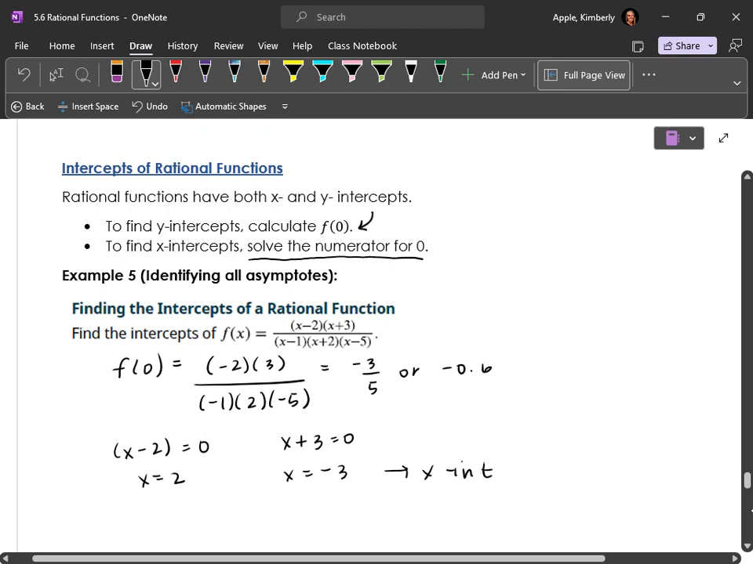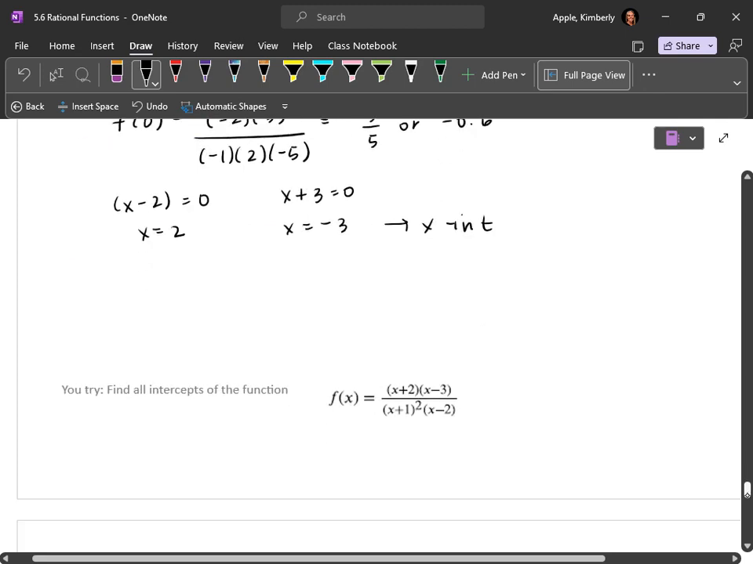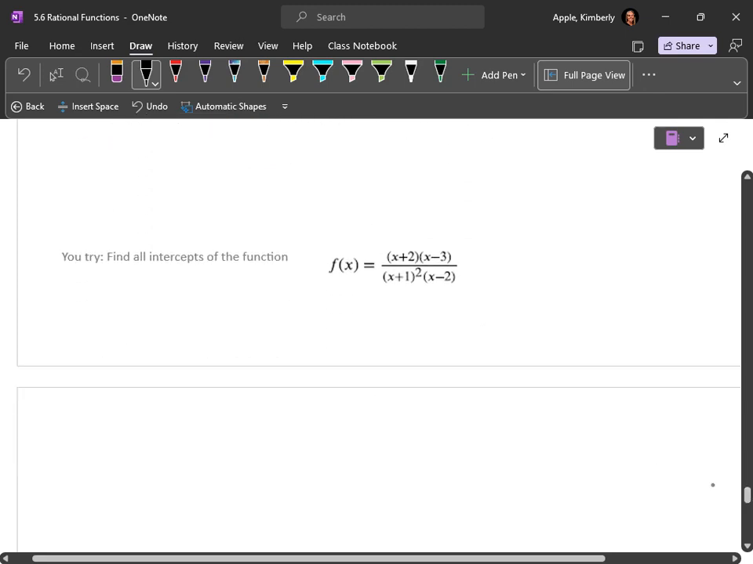And so if you want to give one of these examples a try and come back and see how you did. So you should have found that you have x-intercepts at x equals -2 and x equals 3, and that you have y-intercepts at y equals 3.